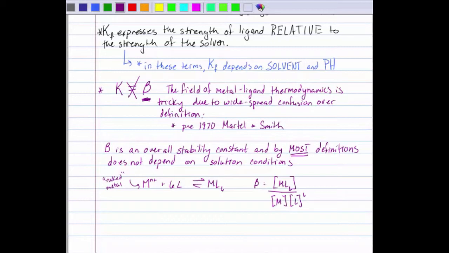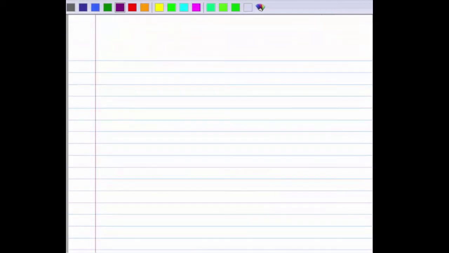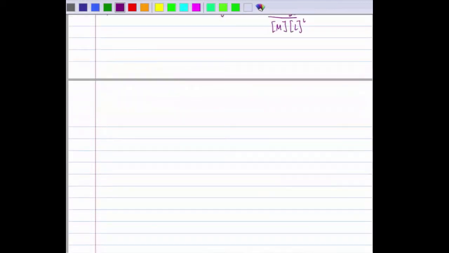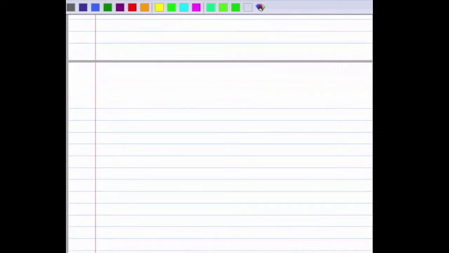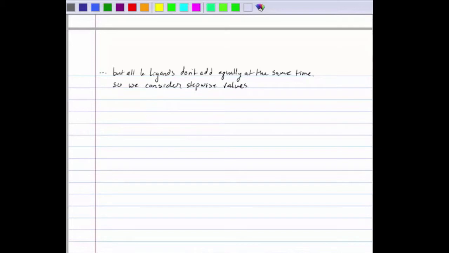In this definition, basically you have a naked metal ion and you have 6 ligands that all bind at once. When you have a true beta value where it's not considering solvent, you have to translate it into something useful. It's because all 6 ligands can't bind at once. So what we usually talk about is the stepwise beta values. So a stepwise formation constant would be something starting with the naked metal.